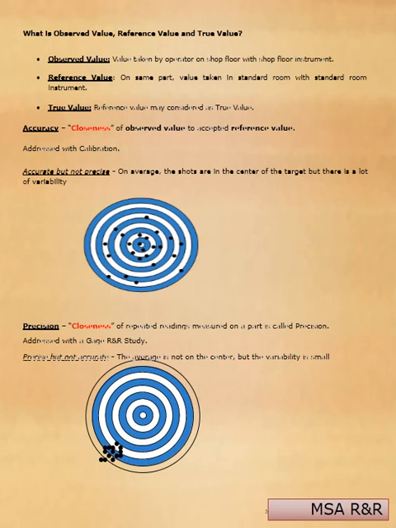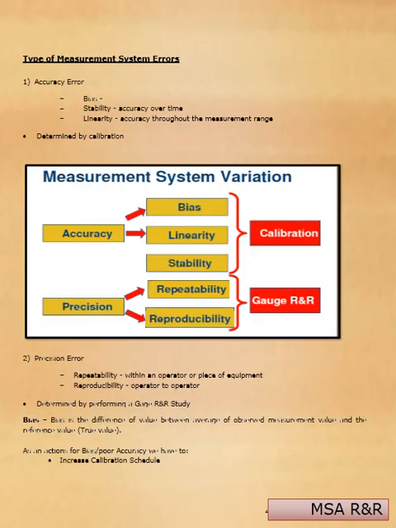Please look at the picture image. Accurate but not precise: on average, the shots are in the center of the target, but there is a lot of variability. Precision: closeness of repeated readings measured on a part is called precision. Addressed with gauge R&R study and more. Precise but not accurate: the average is not on the center, but the variability is small.